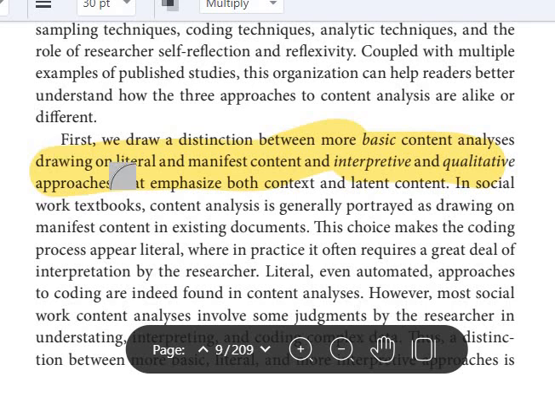It also says that in social work textbooks, content analysis is generally portrayed as drawing on manifest content in existing documents. Okay? Let's move on to the next page.